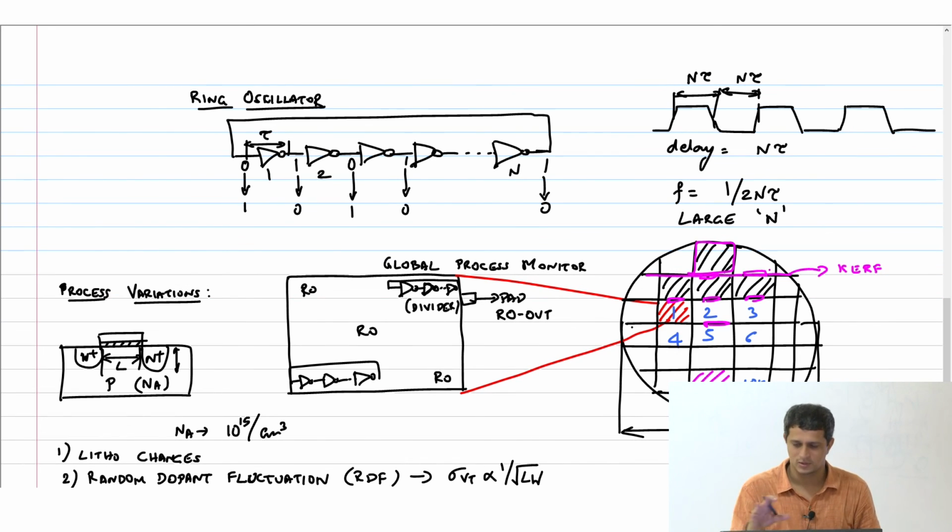Okay, so it's sort of a brief overview of what process variations are and why you have to deal with it as a designer. Okay, any questions here?